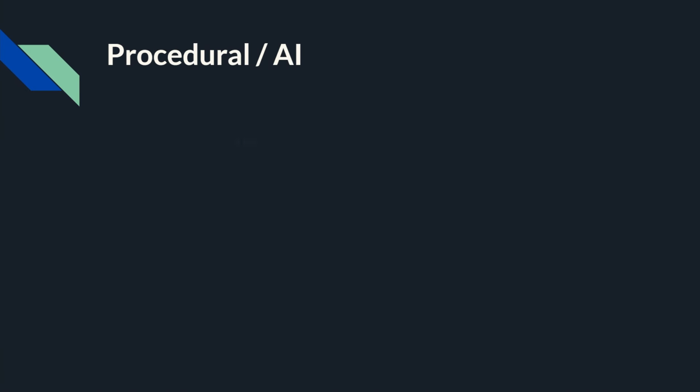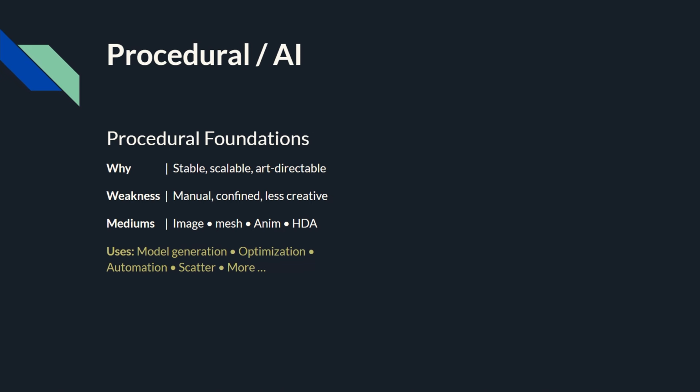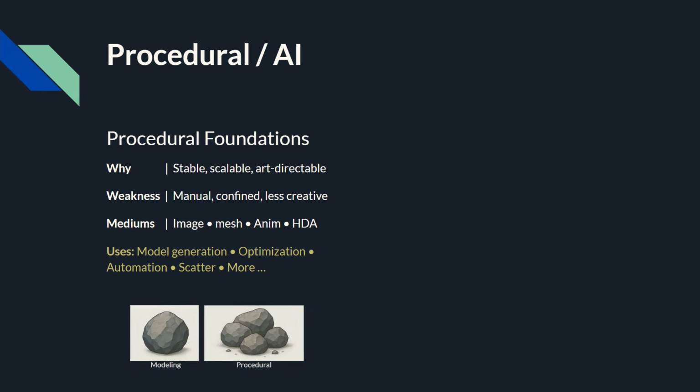So basically, why procedural? I think that mostly because when we build a system, it's stable, everything is deterministic, it's scalable and art directable. But we have the weaknesses that manual tweaking is hard, and limited creation freedom. It's confined to the system. I've been testing mainly images and mesh, but you'll see a bit more. And mostly for model generation, optimization, scattering, and stuff like that.